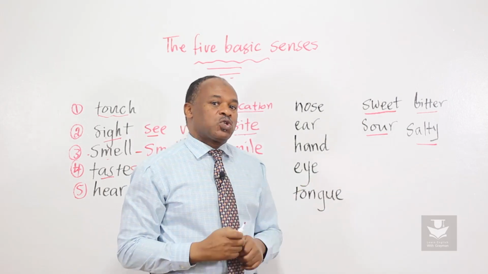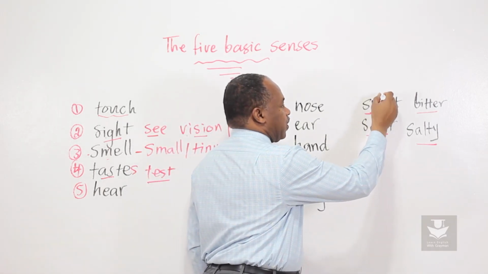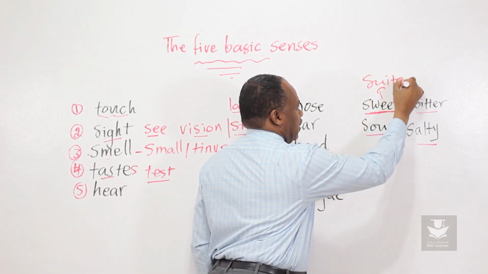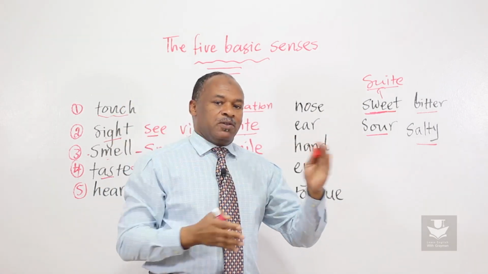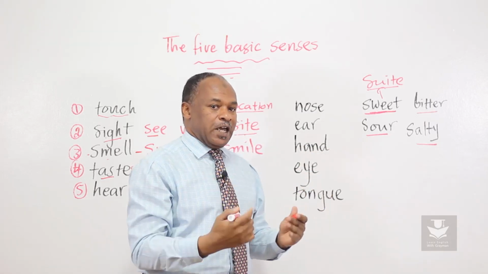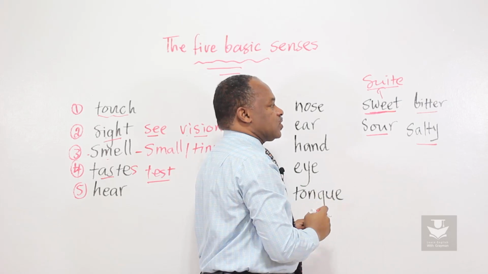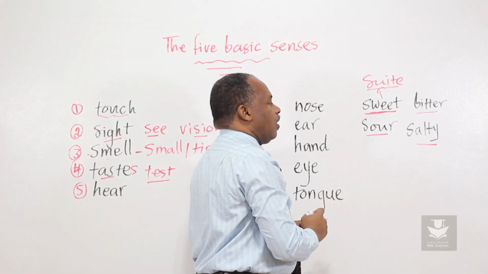Let's look at these words quickly. The word sweet, there is another word, suite, S-U-I-T-E. This suite, like in apartment buildings, there are different rooms, each one is called suite, like a hotel. Sweet and this suite, same pronunciation, different spelling and different meanings.